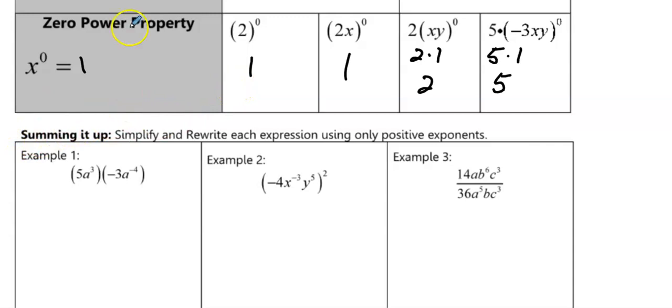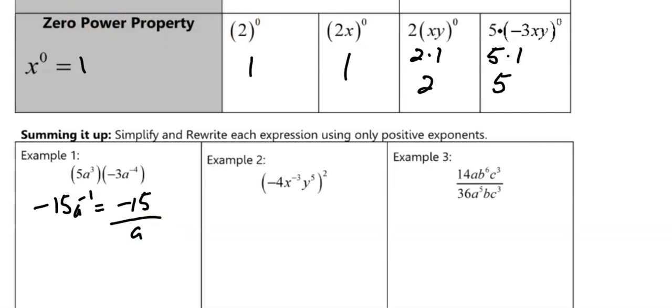So pause the video for a moment and see if you can do these summing it up examples. Alright, so let's take a look at these. 5 times 3, negative 3, is going to give us negative 15. We got a cubed times a to the negative 4. If we add them, it's a to the negative 1. So my answer is negative 15 over a.